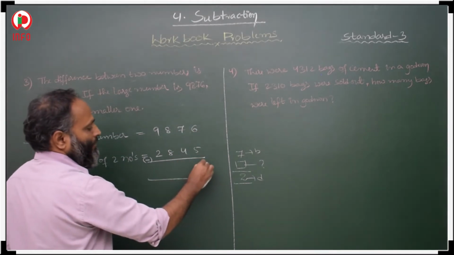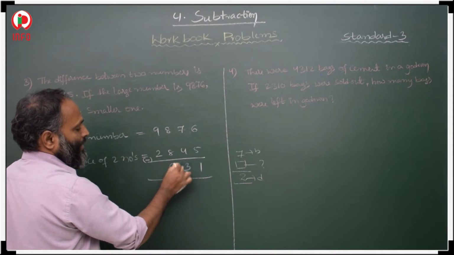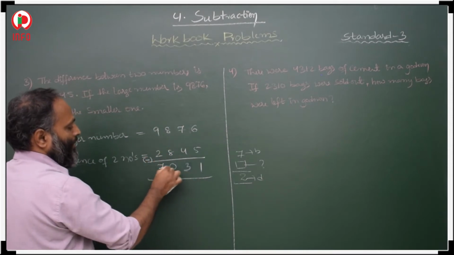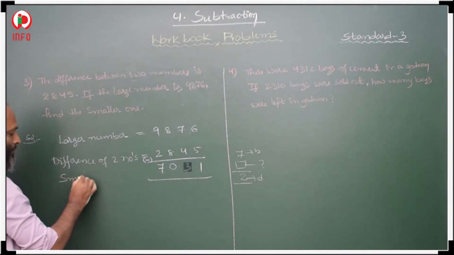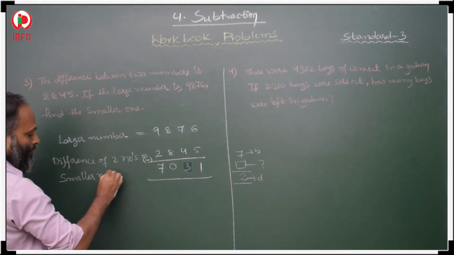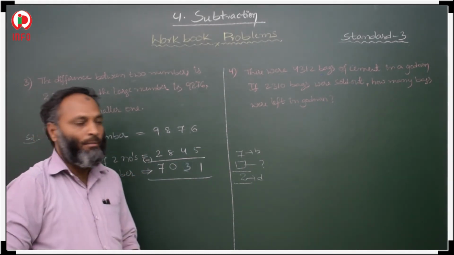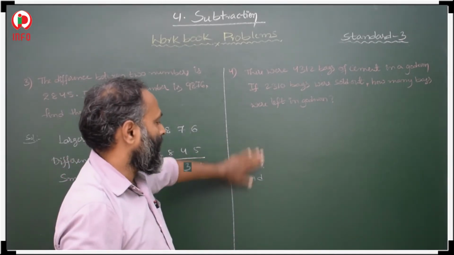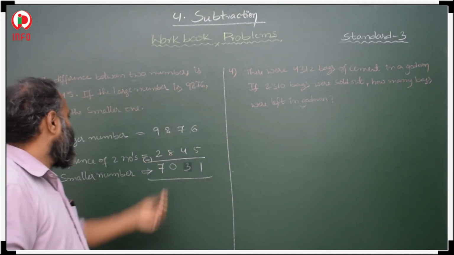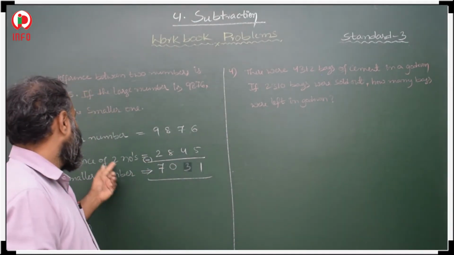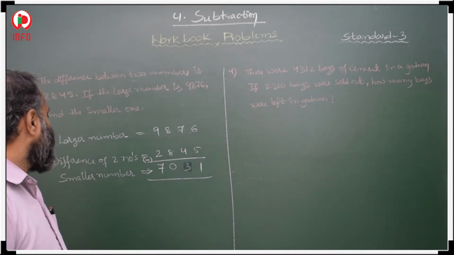6 minus 5 is 1. 7 minus 4 is 3. 8 minus 8 is 0. 9 minus 2 is 7. This is our smaller number. In this way we have to find the smaller number. Bigger number is nothing but the minuend. Difference is difference only. Smaller number is the subtrahend.